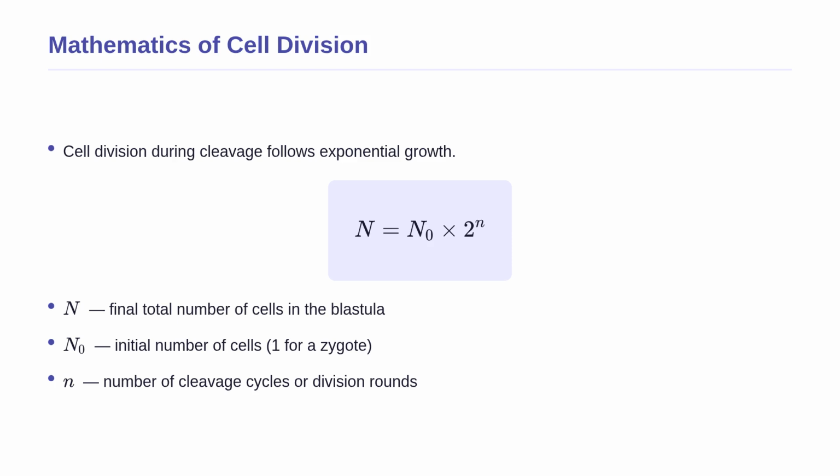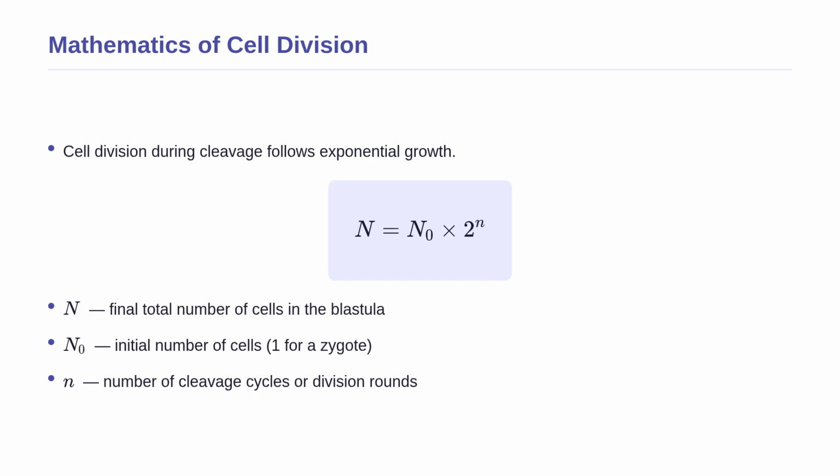To understand how we get from a single fertilized egg to a complex blastula, we must look at the mathematics of cell division. During cleavage, cells divide exponentially. This means the population doubles with every cycle. The formula governing this is N equals N0 times 2 to the power of n. Let us break down these symbols.